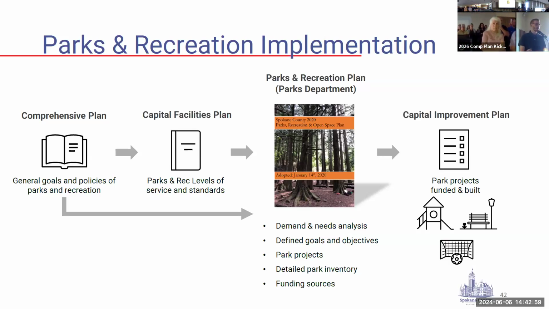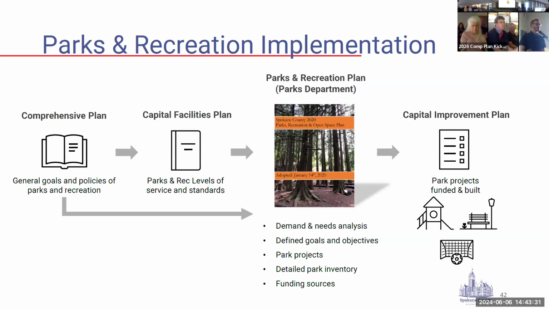It'll also have that detailed park inventory. Within the CFP, we'll have a general park inventory where we identify the parks. But the Parks Department will identify even more things, such as how many baseball fields there are, how many bathrooms, how many swimming pools are available. One of the most important things about capital facilities is identifying funding sources. So they'll also identify those funding sources within their own plan, and it should match everything within the CFP because it just repeats.